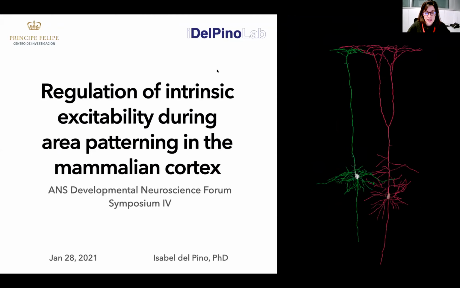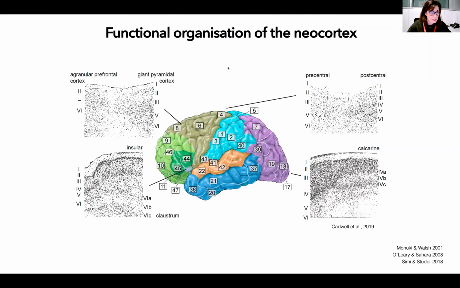Today I would like to discuss the biological mechanisms that guide cortical patterning. As you know, the cerebral cortex is divided into different functional areas, and these functional areas are characterized by their input and output connectivity, by the layer composition, the layer organization, and by the composition of cells.